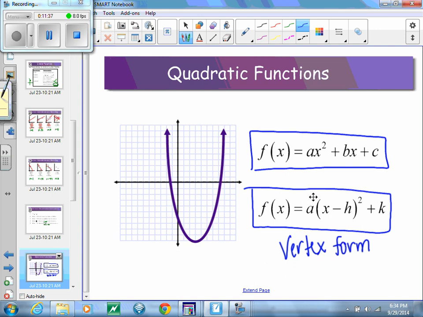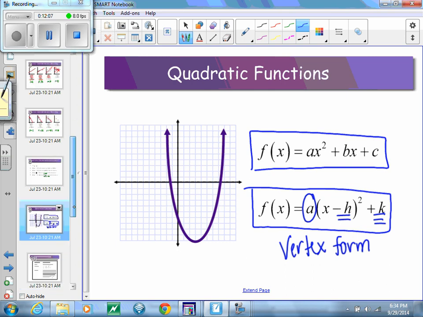First of all, this value of a tells you if your parabola is going to open up or down. It also tells you about the stretches or shrinks, so what it's going to look like. The h is going to tell you how far your vertex moved to the left or to the right. And k is going to tell you how far your vertex moved up or down. So you have the transformations that are taking place in this vertex form. So when you started with your quadratic with a vertex at 0, 0, we're shifting that around.